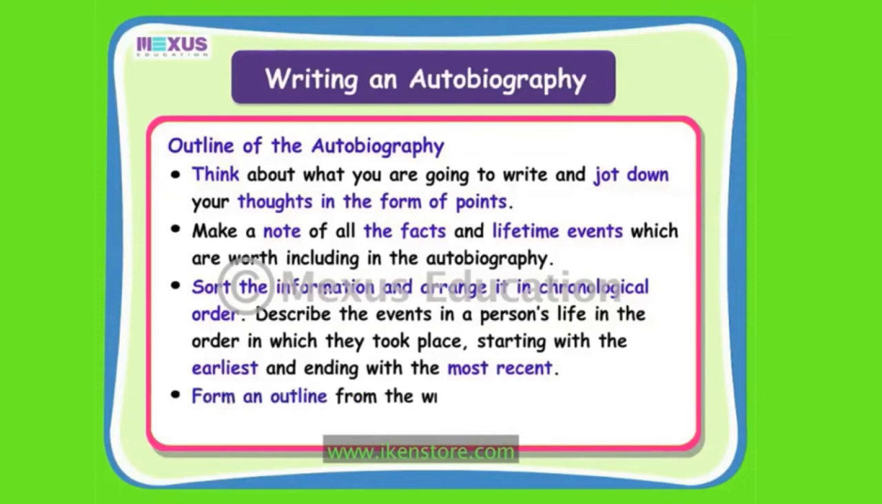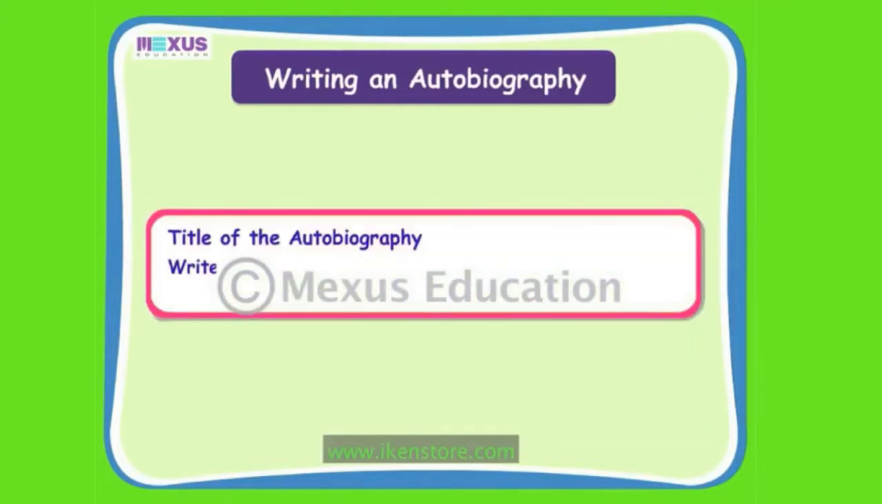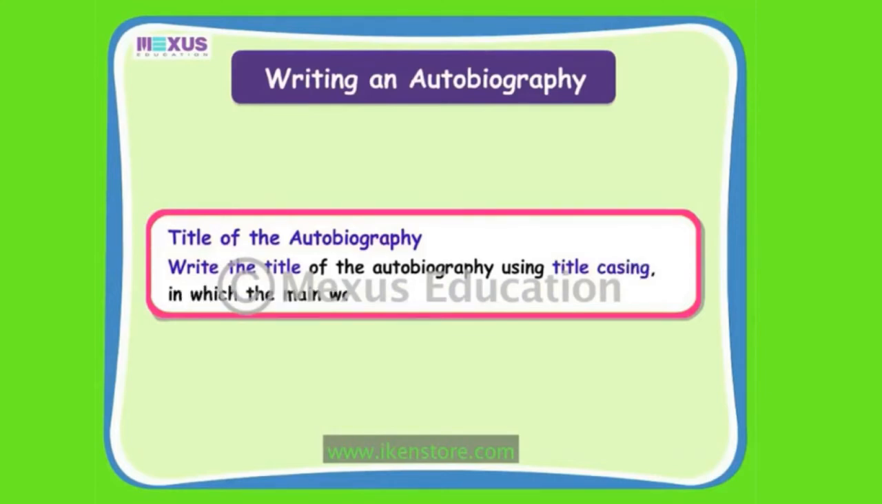Form an outline from the written points. The outline should consist of the main events in a person's life. Write the title of the autobiography using title casing in which the main words begin with capital letters.